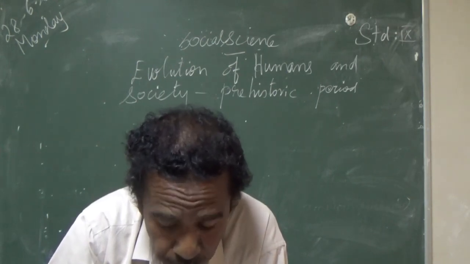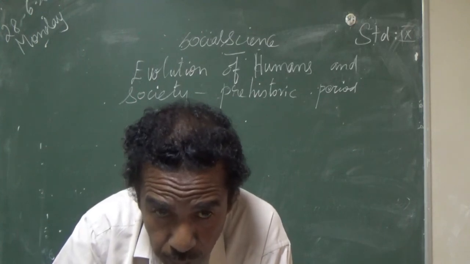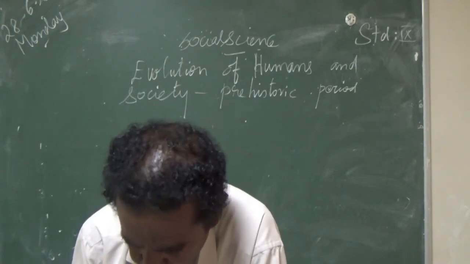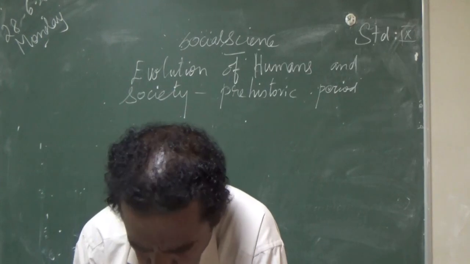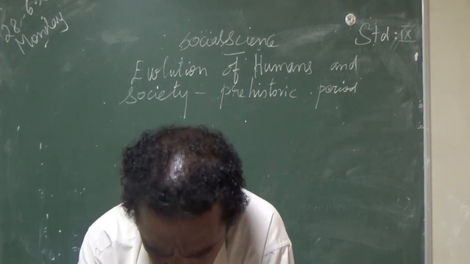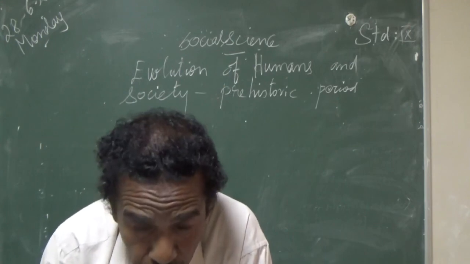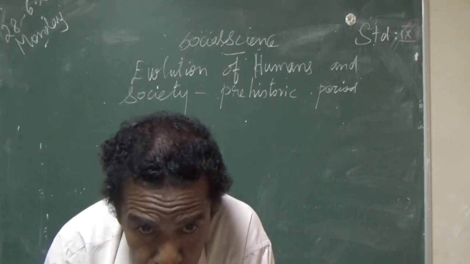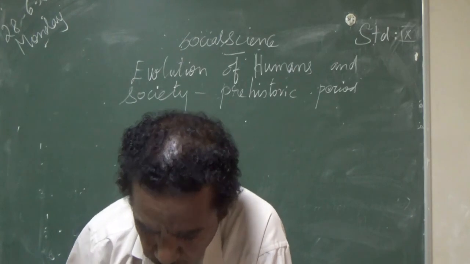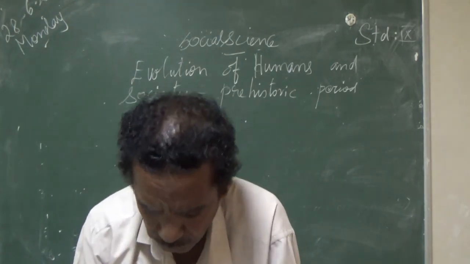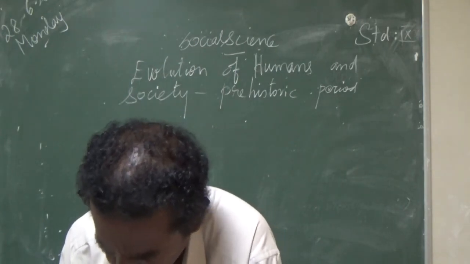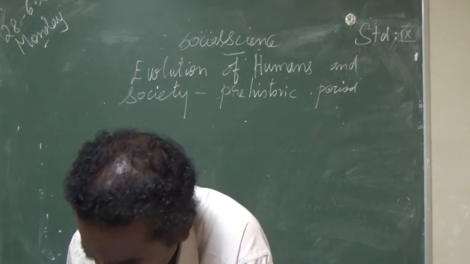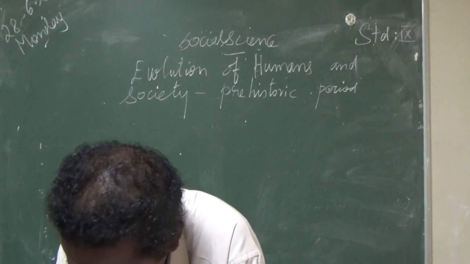So I marked one detailed question, that is a 5 mark question, and one 2 mark question. These two answers you have to learn. This is your homework. You have to learn these two questions, one paragraph and one 2 mark question. I have marked them. This is your homework.